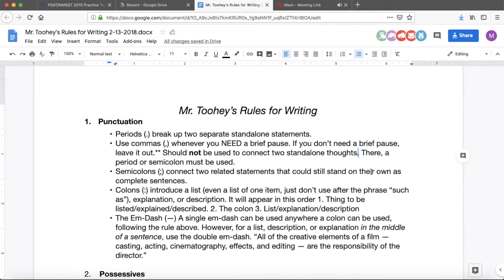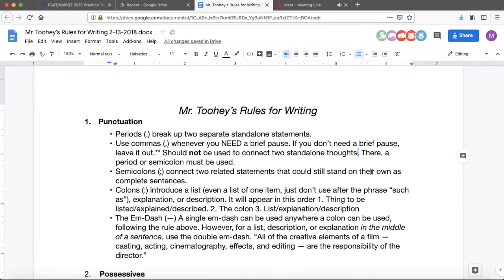Okay, semicolons. Let's move on to semicolons. Caroline, go ahead and read the rule for semicolons, please. Semicolons connect two related statements that could still stand on their own as complete sentences. Okay, great. So, like a period, right? So this is for standalone thoughts.